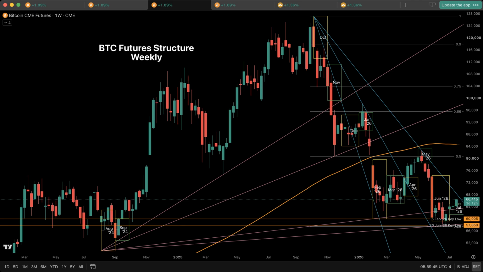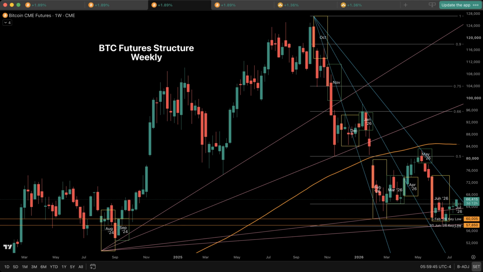Now look at the weekly basis boxes. March 1st weekly basis box forms inside February 1st weekly basis box. It compresses there. Price cannot leave February memory. April 1st weekly basis box forms inside March 1st weekly basis box. It compresses again. Distance becomes shorter.